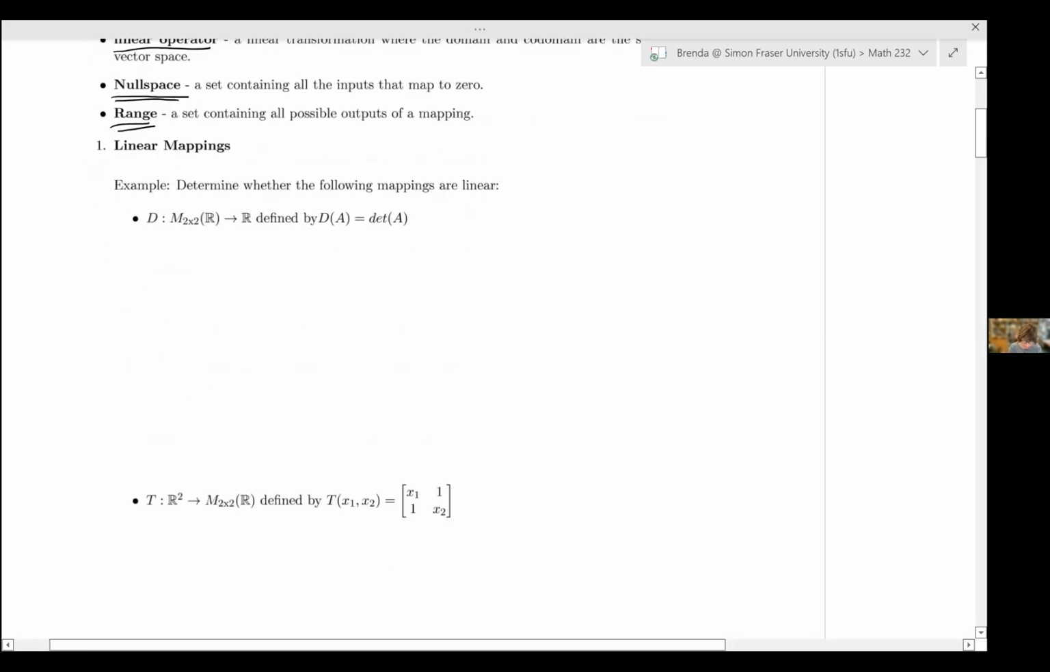Okay, so we're going to take a look at slightly more complicated mappings and determine whether or not they're linear. Let's make sure that we can read this. We have a mapping, a transformation we're calling D, and that transformation takes as its input all 2x2 matrices with real entries, and maps that to a real number. Each matrix is sent to its determinant.